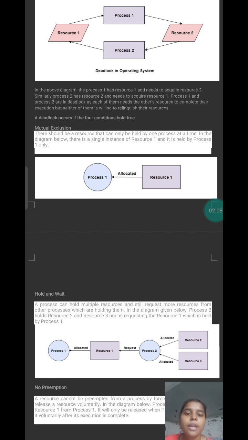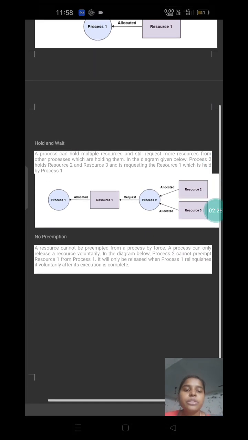Mutual exclusion. There should be a resource that can only be held by one process at a time. In the diagram below, there is a single instance of resource 1 and it is held by process 1 only. Process 1 allocated resource 1.